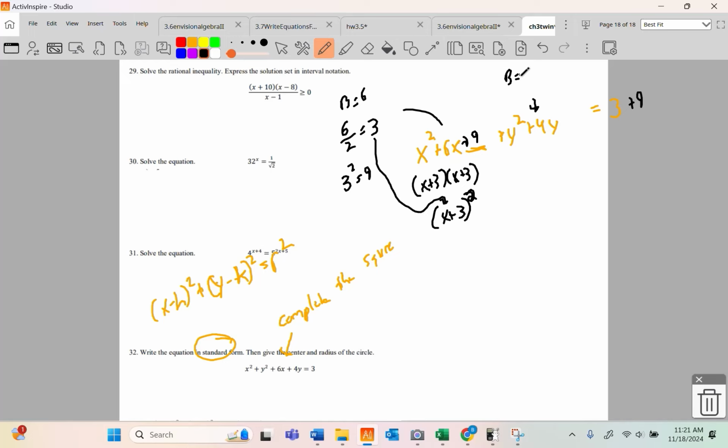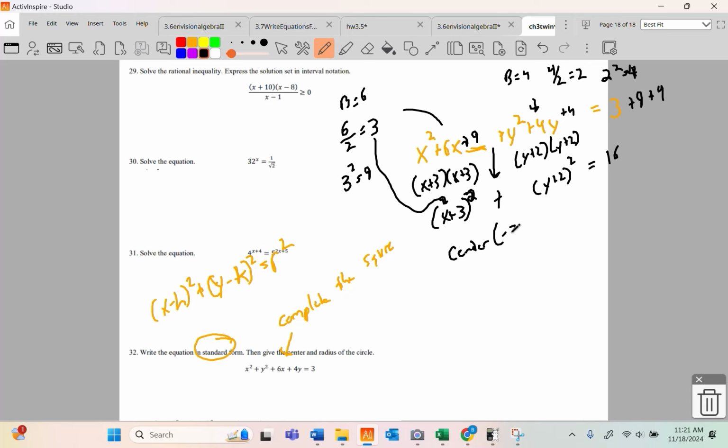Here b is 4. I cut it in half. I get 2. I square 2 and I get 4. So I add 4 here and I add 4 here. This guy would be y plus 2 written twice, which is y plus 2 squared. Plus because there's a plus. 3 and 9 is 12, 4 is 16. So my center is at -3, -2. My r squared is 16. That comes from this. So my radius is 4.